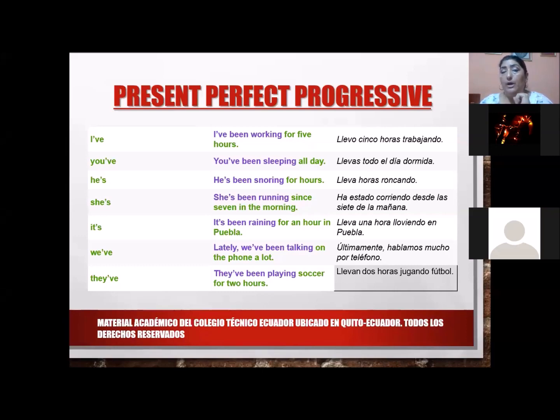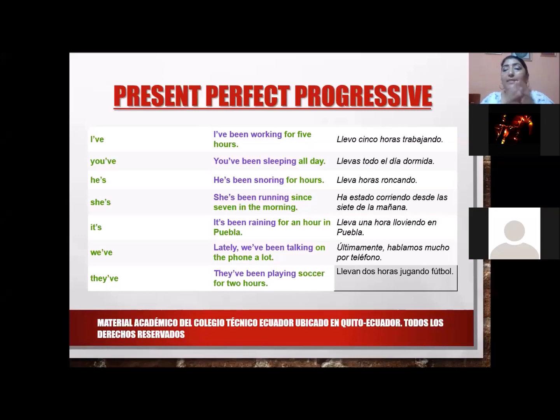And you have there in the right side, in your right part, you have the meaning in Spanish. Look at what is the translation of this sentence. Continue. You've been sleeping all day. What is all day? The complete day. All the day. Okay?